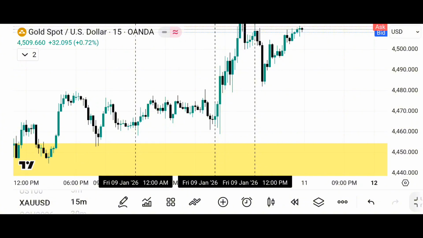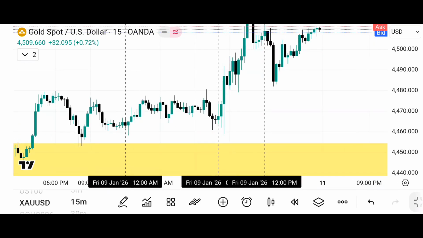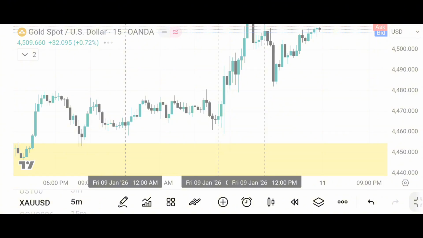And this is NFP day. So if you're a trader who lacks experience or you're new, I want to advise you not to trade on NFP day. Even I, most times, do not trade it. But that doesn't mean that you can't do a backtest on it or do a trade review. So let's go to the 5 minute time frame.